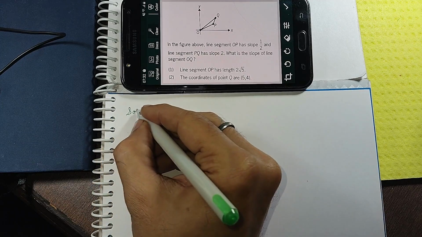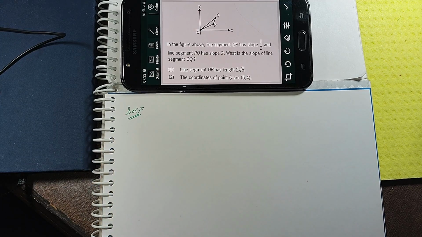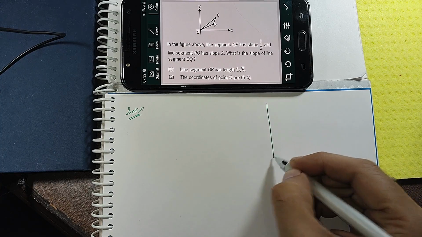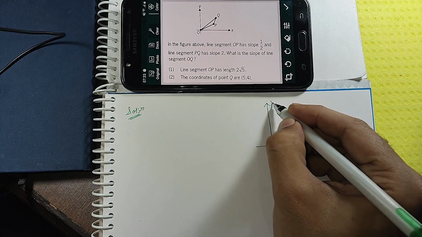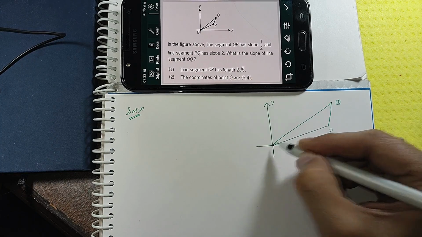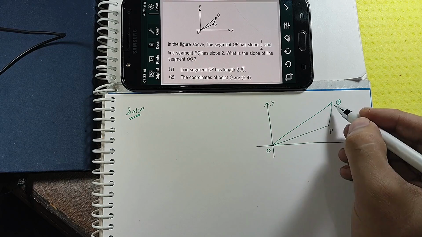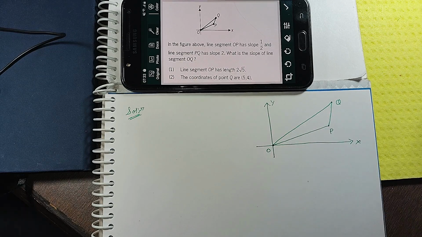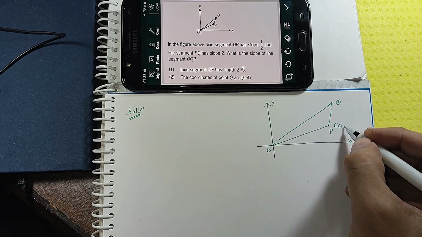In the figure above, line segment OP has slope 1 by 2 and line segment PQ has slope 2. What is the slope of line segment OQ? First of all, we will draw the figure. So this is the x-axis, y-axis, from origin P, from here Q, and this is OQ. We need to find the slope of OQ. Let us suppose the coordinates of P are a, b.